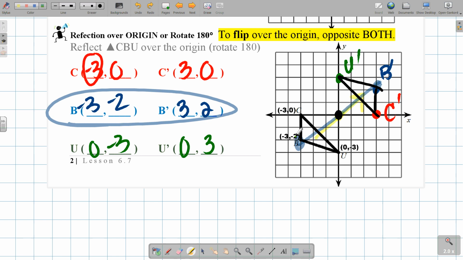I'd like you to try something else. Starting from B, I'd like you to sweep a rainbow. And you see that that's 180. So by rotating 180, you get the exact same image. That's how you know flipping over the origin and rotating 180 is the exact same thing. 2 more, and we'll be done.